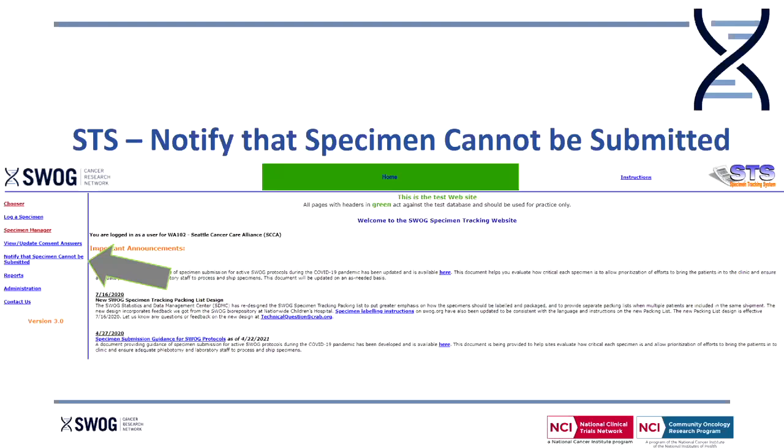Now, there are a number of reasons why a specimen cannot be submitted. Noting it in the CRF or RAVE is not sufficient. Noting it in CTSU is not enough. You need to document that a specimen will not be submitted in the SWOG STS. From the homepage, click on the link.